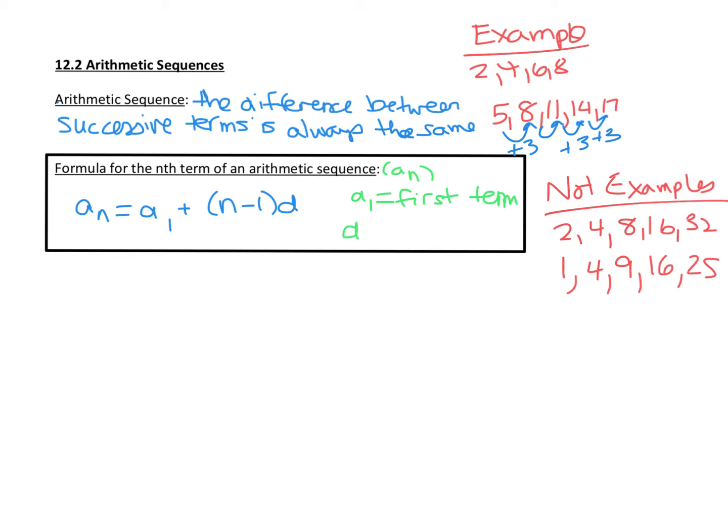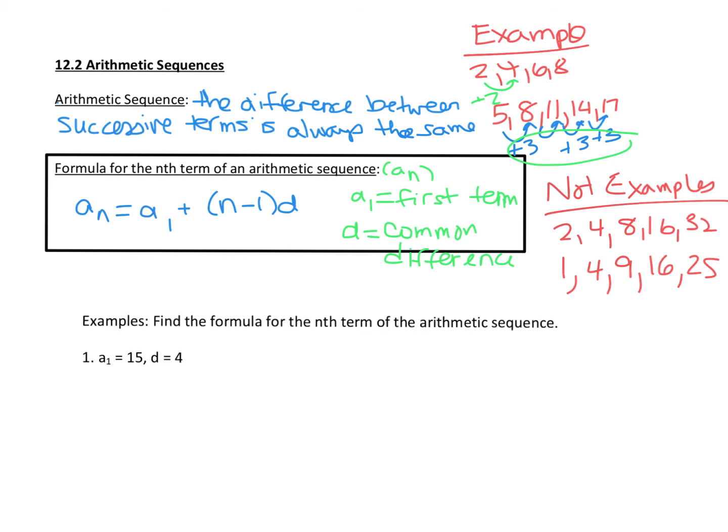And that value d is what we call our common difference. The common difference is the distance between each number. So for this example here, 3 was the common difference. For this first example, 2 was the common difference. So it's the distance between each number.